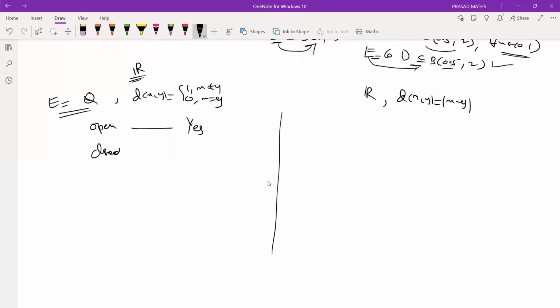Is it closed with respect to the discrete metric? The answer is yes, because any subset of R with respect to the discrete metric is always closed. Is it dense? No, because my derived set is empty. Empty cannot be the full R. Therefore, it is not dense.